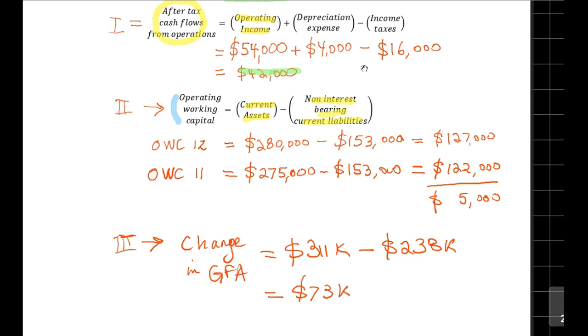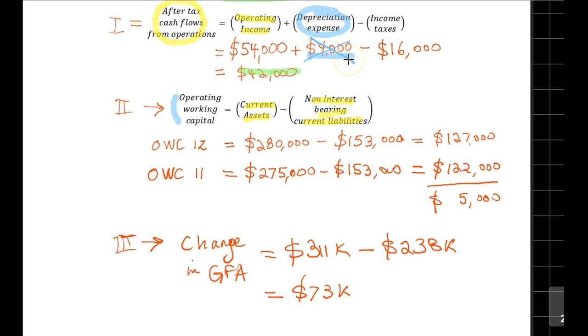So I did go through my calculations, and I realized I made a silly mistake when I did my calculation for depreciation expense here. So I wrote it as $4,000. However, it wasn't really depreciation expense, the $4,000. The $4,000 was actually interest expense. So that's my error here. So I need to make a correction on that one. So this number is wrong.